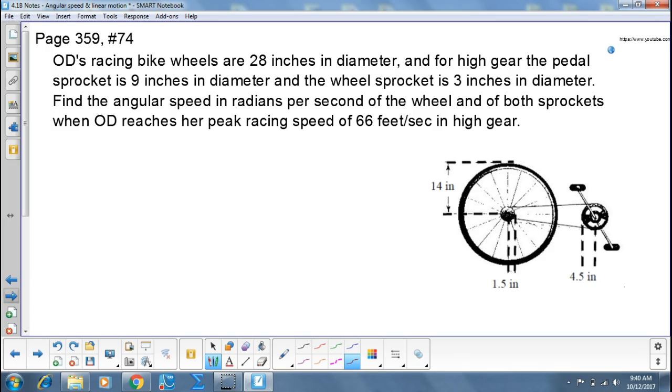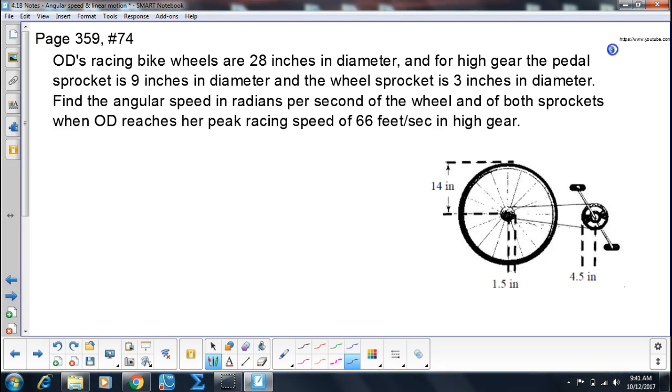Racing bike wheels are 28 inches in diameter, and for the high gear, the pedal sprocket is 9 inches in diameter, and the wheel sprocket is 3 inches in diameter. Find the angular speed in radians per second of the wheel of both sprockets when she reaches her peak racing speed of 66 feet per second in high gear. Okay? Go for it. Try this one more time.